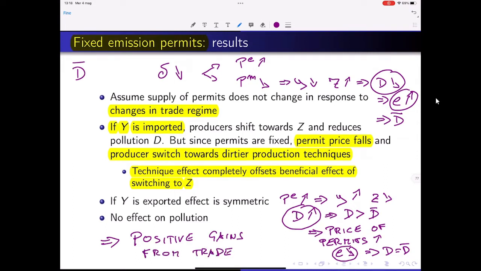Okay, so if you look at the welfare here in this case, you do not have an impact of the environment on welfare because the technique effect offsets the composition effect. So you have only the gains from trade effect. Okay.